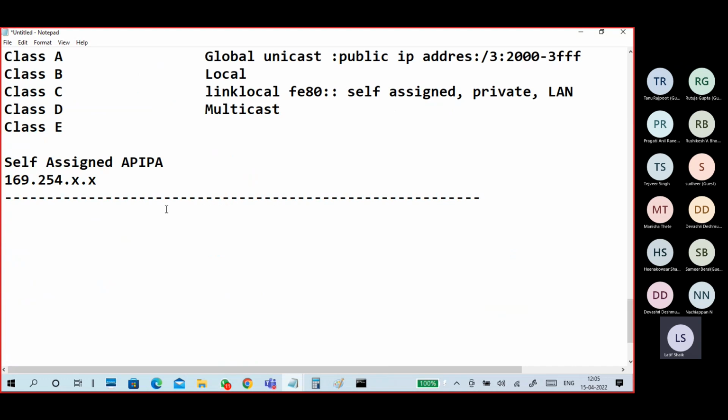Very good. Next one is again IP address. Only IPv4 you are going to learn, how it is there, what the classes are and all.